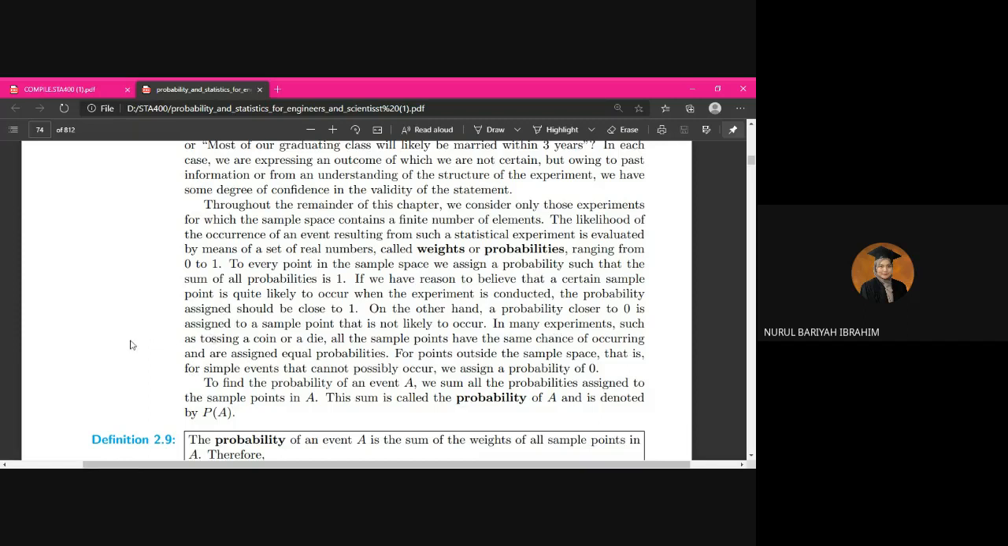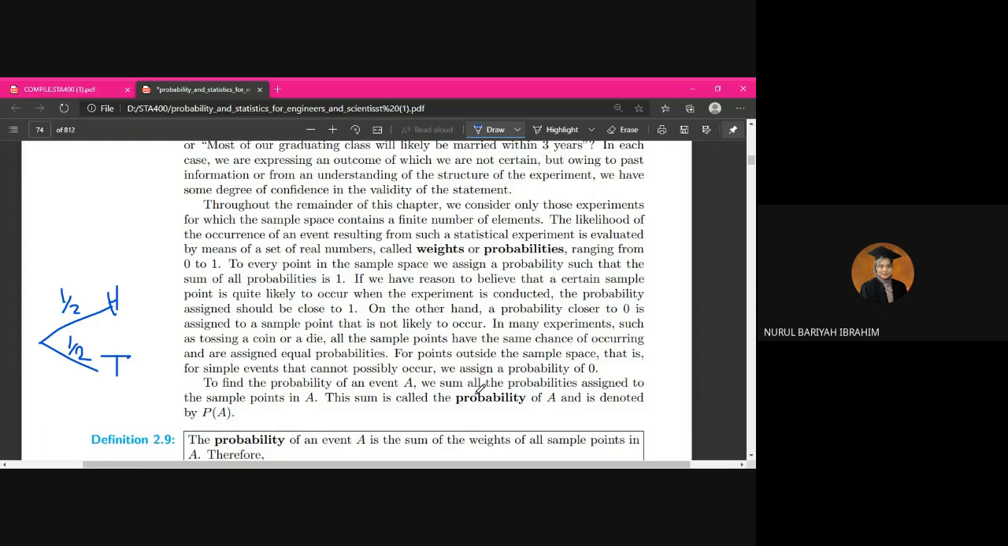Okay, let's say kat sini in experiment, let's say tossing a coin. When we tossing a coin, the probability of getting whether head or tail, right? So you akan dapat whether head or tail. So the probability to get the head ataupun the chances to get the head will be 50%. Okay? And the probability to get the tail also 50%. So kat sini dia kata when tossing a coin tadi dia kata the sample point have the same chance of occurring and are assigned equal probability. Sama juga when we toss a die.